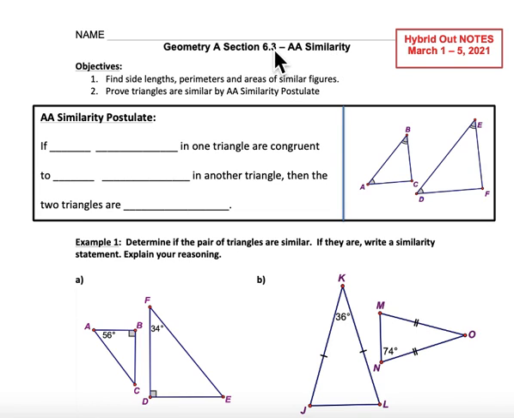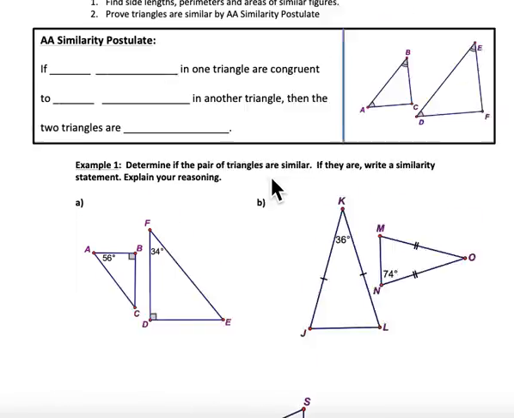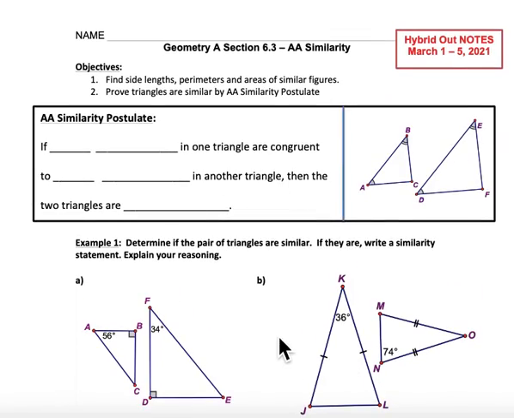Your notes might say 6.1 here, but it is actually section 6.3. That was a typo, so you can change that to 6.3. Your notes should look like these. If you don't have a copy, perhaps you can print out a copy, or you can just take notes on blank paper. Let's get started.